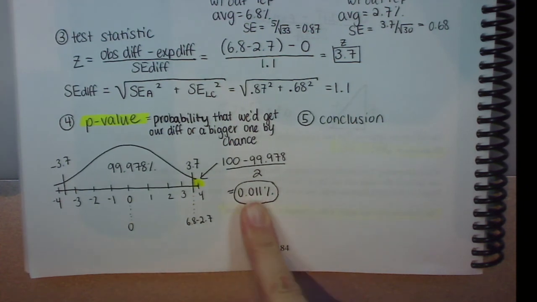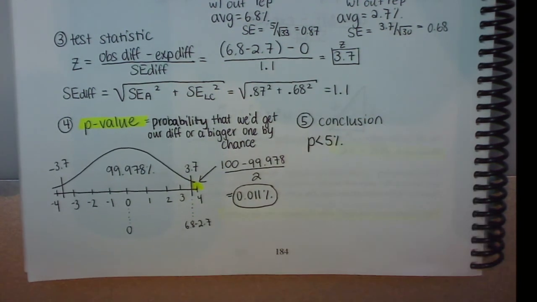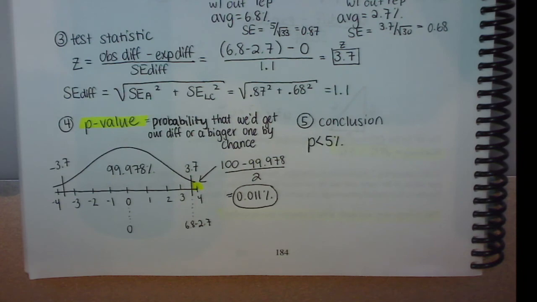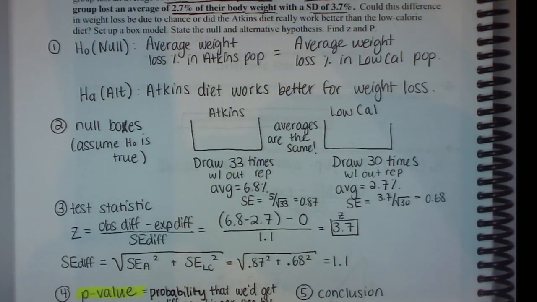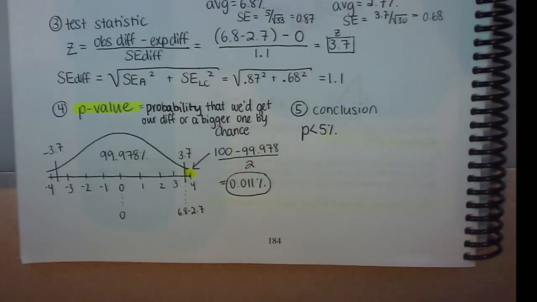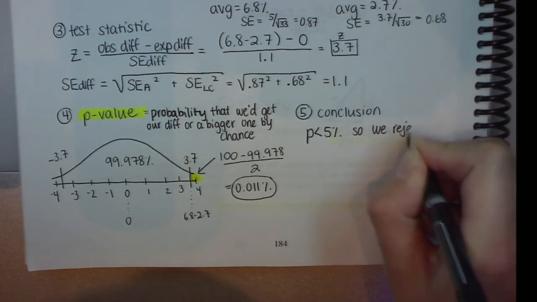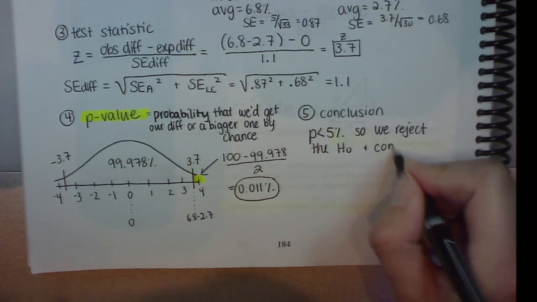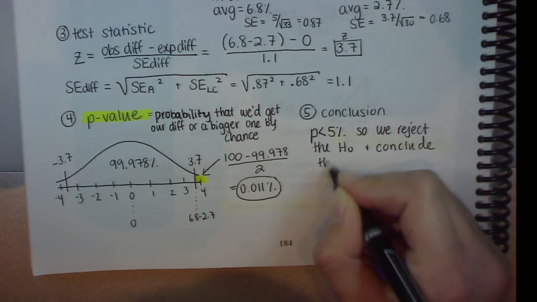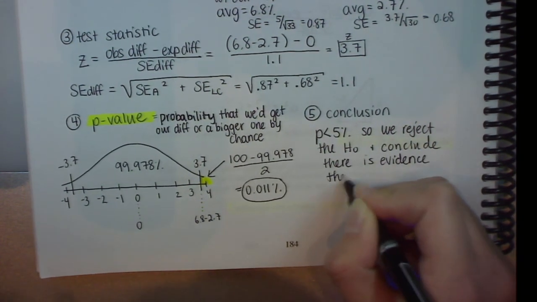So our conclusion, we're going to say our p-value is less than 5. It is 5 or below. So that means we're going to reject the null. So it looks like you guys are actually absolutely right because we're rejecting this. The averages probably aren't equal. There's evidence the Atkins diet does work better. So I'm going to say p is less than 5, so we reject the null and conclude there is evidence that the Atkins diet works better.